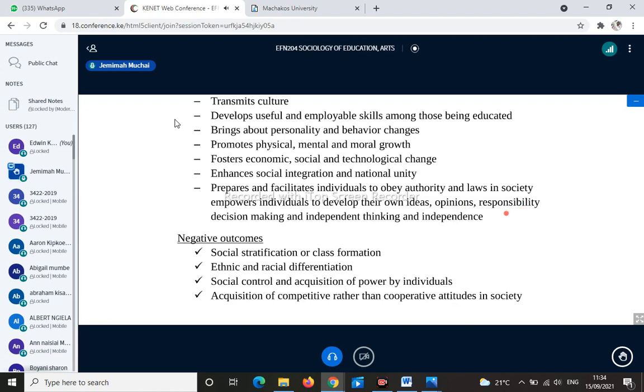Responsibility, that means that you take responsibility of your actions, of those things that you are supposed to do or required to do, and the like. You make a proper decision because you have the facts, the knowledge, the understanding, the wisdom you have gained from education. You are an independent thinker and you are free. You can do things on your own. You do not rely on others.